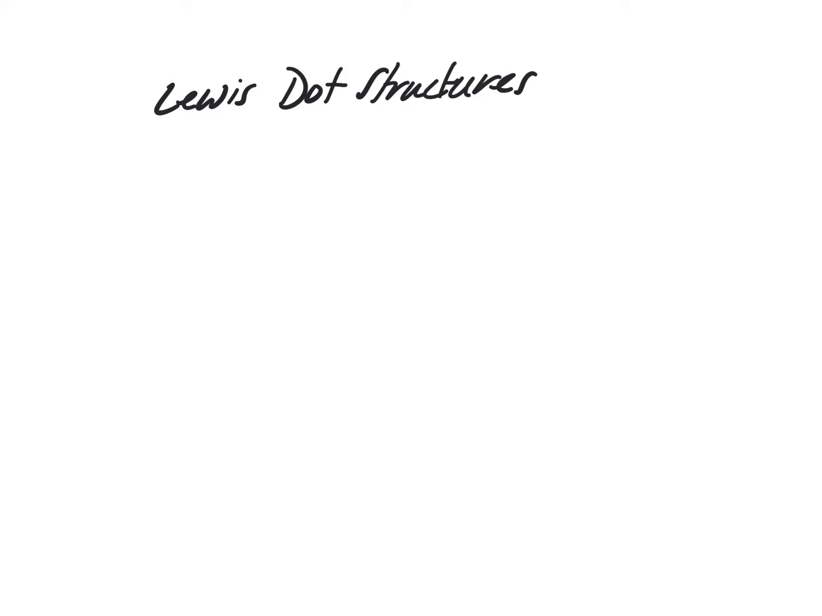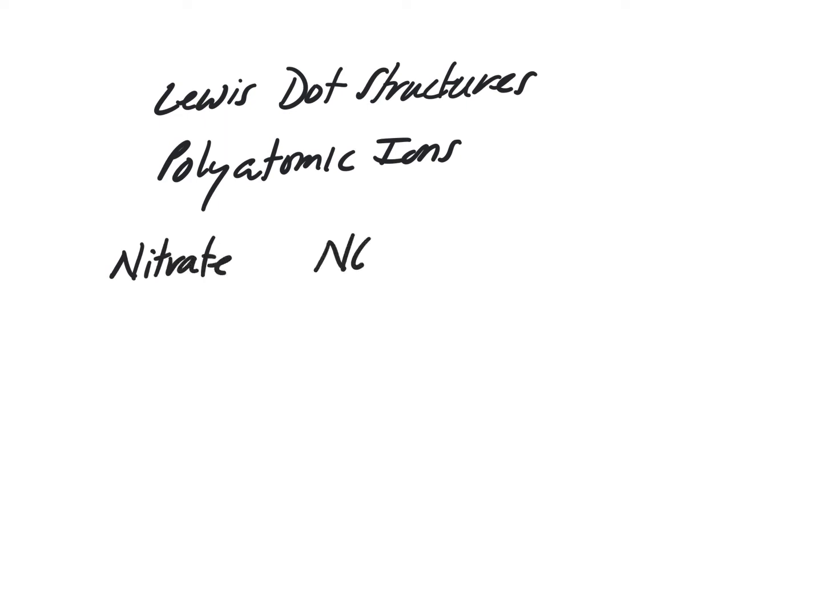All right, so we're going to work on some Lewis dot structures again. This time we're going to work with polyatomic ions. There's almost nothing new here from what we were doing before. All we're doing now is adding charges to the molecules that we've been dealing with. So why don't we start with this polyatomic ion, nitrate. Nitrate, NO3 with a 1 minus charge, okay?